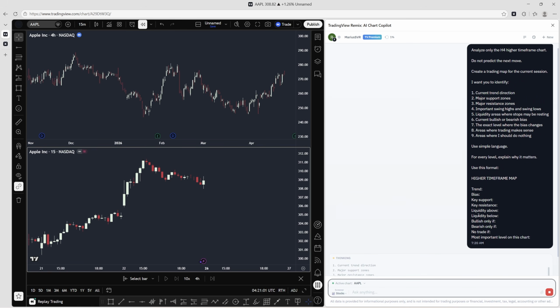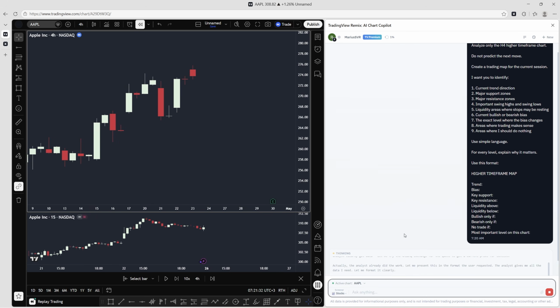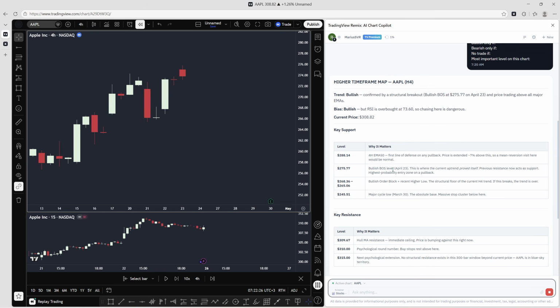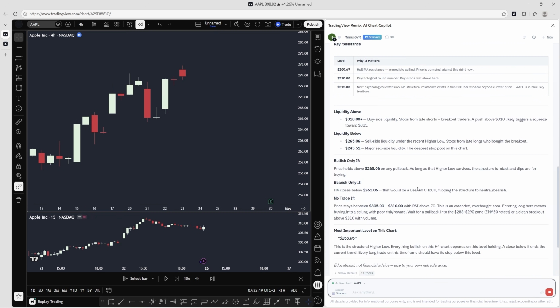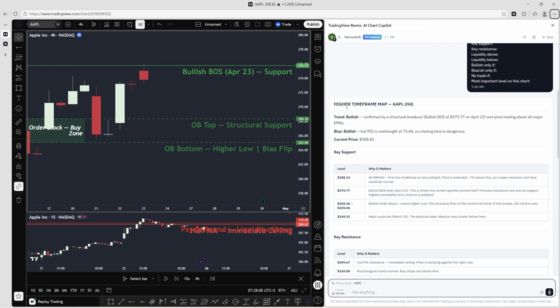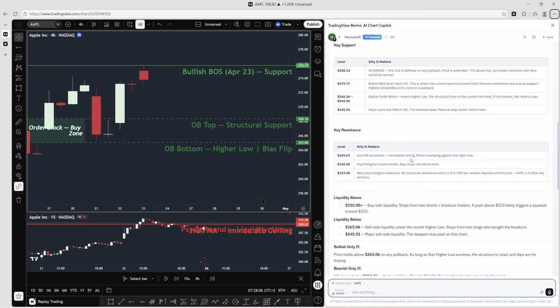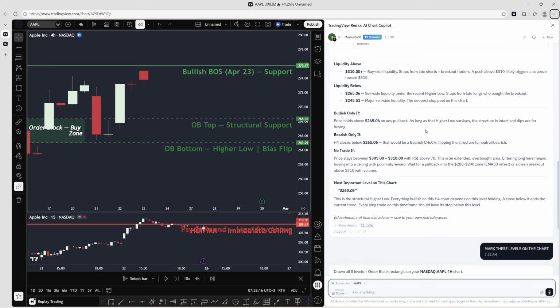Then ask Copilot to analyze this higher time frame chart. Ask it to mark the trend direction, major levels, important swing highs and lows, even liquidity areas, and the current bullish or bearish bias. Tell it to explain every level in simple language. Look, now you have a starting map. Support zones, where price may bounce. Resistance levels, where price may struggle. Liquidity zones, areas where many traders may have stops or orders. Bias, the side that currently has the better chance based on the chart.